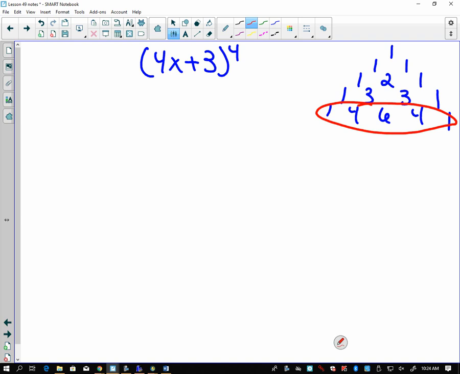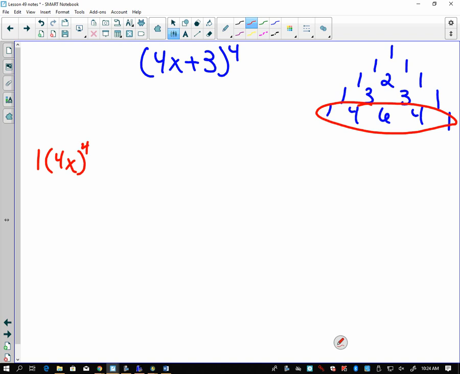Yeah, okay. All right. So what we're going to do is we know that our first coefficient is 1, okay? And then our first, what is in A position is 4x, right? Yeah. So that's 4x to the what?